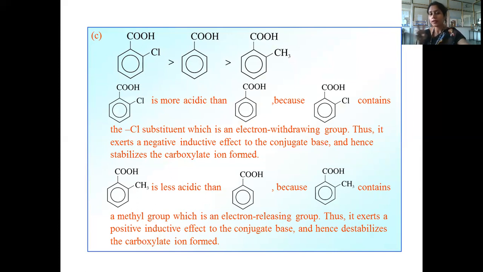Now, if we compare the second and the third one, the methyl derivative and the one which has no other substituent, the methyl derivative is less acidic. Why? Because it contains a methyl group, which is an electron releasing group. It exerts a plus I effect on the conjugate base, and hence it destabilizes the carboxylate ion.